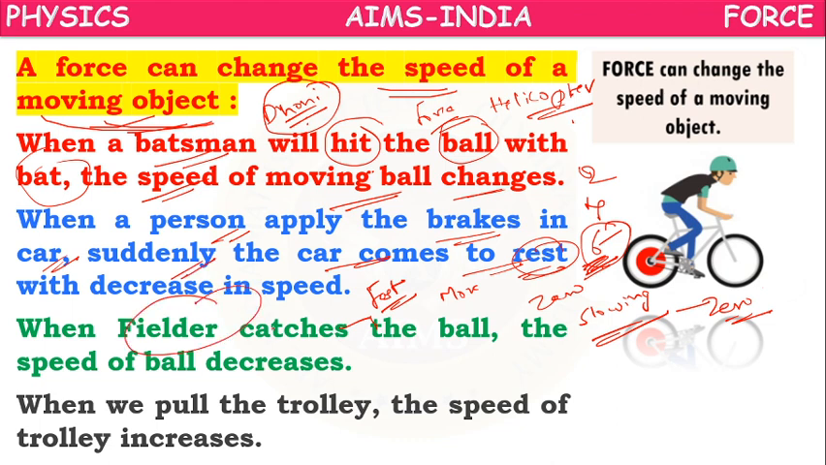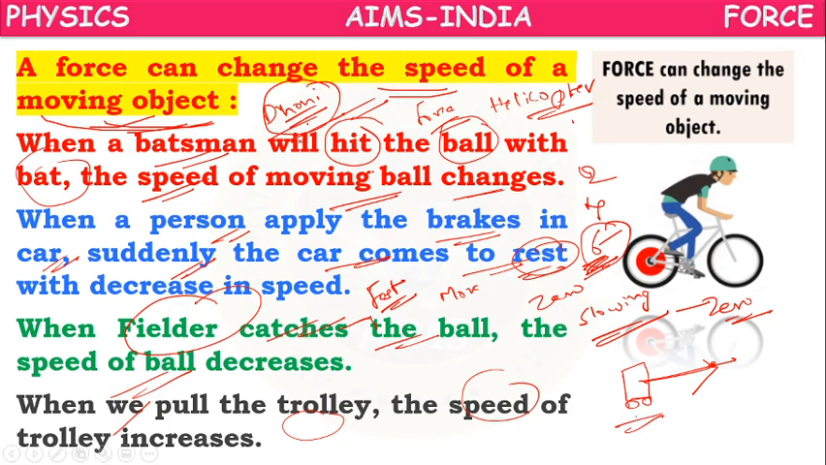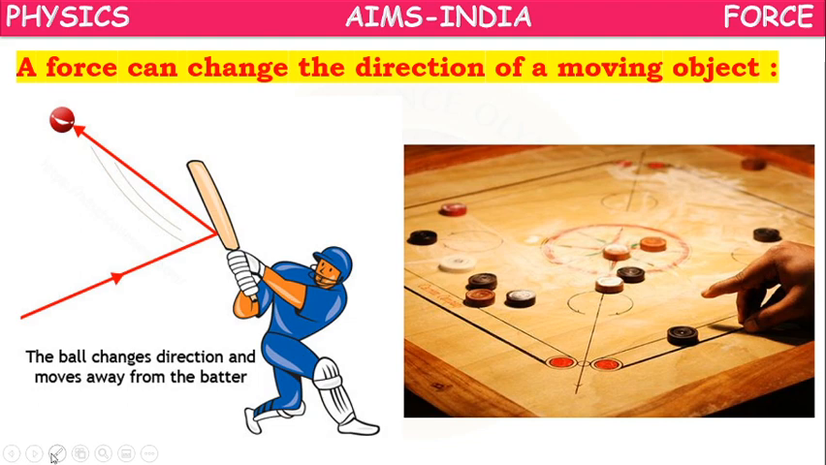Or when a fielder catches the ball, the speed of the ball will decrease. Or suppose we have a trolley. If you pull the trolley, what happens? The speed of the trolley will increase. So a force can change the speed of the moving object. So next. A force can change the direction of the moving object.